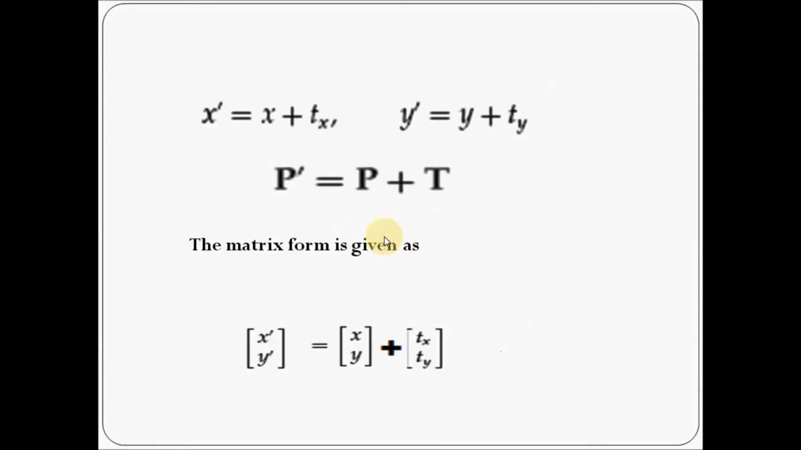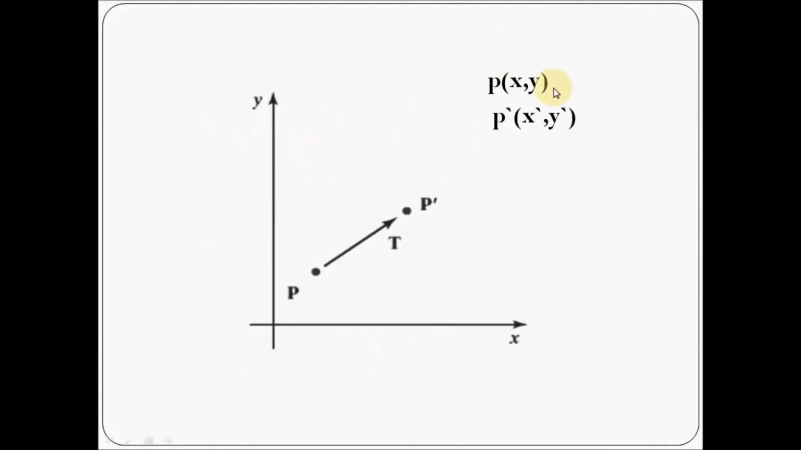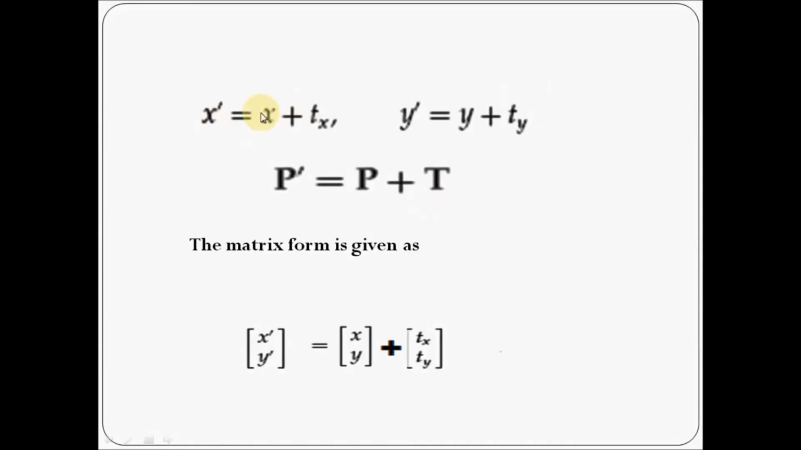You can see here, x plus tx gives the x dash value, and y plus ty gives the y dash value. X dash and y dash are the new coordinates. X comma y is the old coordinates. X dash, y dash are the new coordinates, that is P dash. So how to calculate the new coordinates? By using a formula. X dash is equal to x plus tx, and y dash is equal to y plus ty.